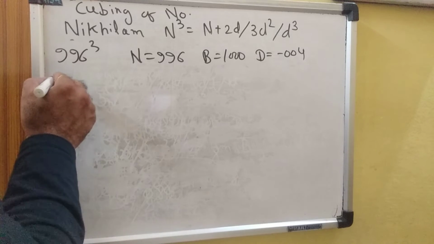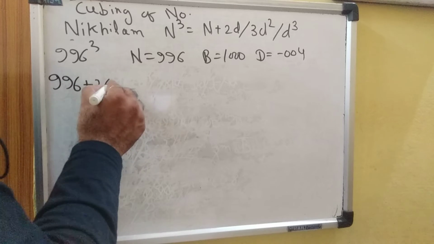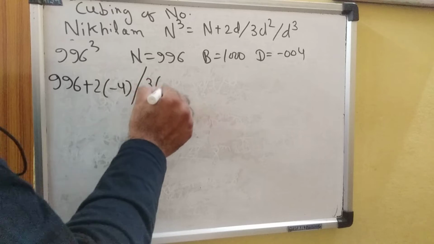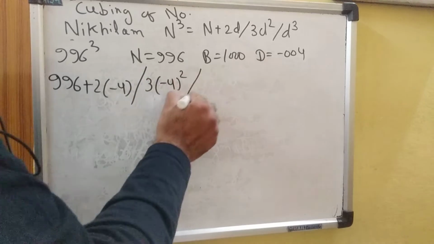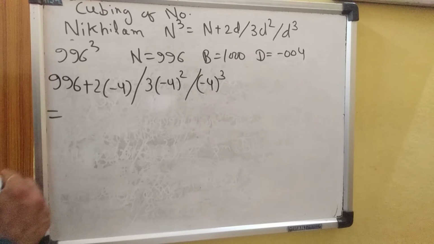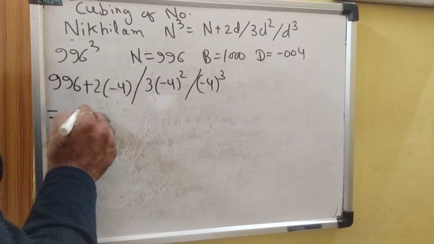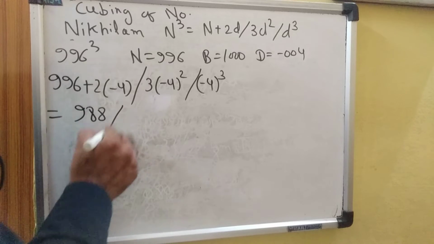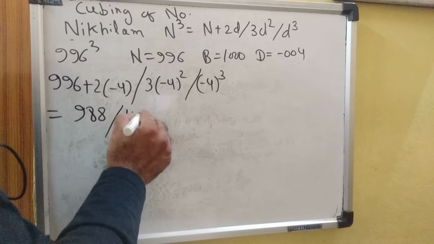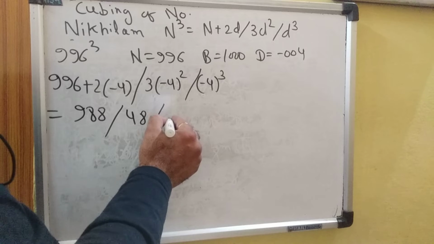The same formula, n plus 2 times deviation slash 3 times deviation square slash deviation cube. So left part is 996 minus 8 which is equal to 988. The middle part is 16 into 3, 48, and rightmost part is minus 4 cube which is equal to minus 64.